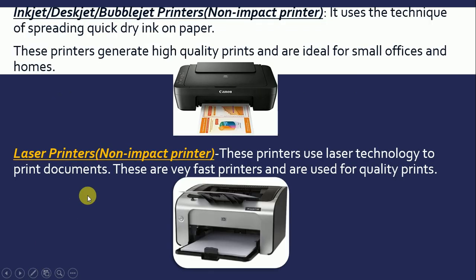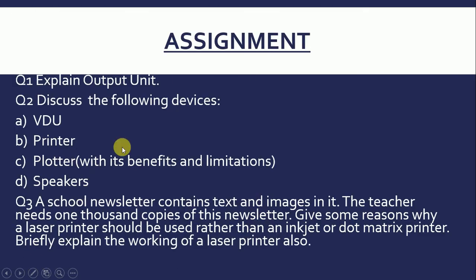Next we have is the assignment part. The output unit is covered in this one. So part 3 of this unit is completed. The first question says explain output unit. This we have already covered. That is, it shows us the result with the help of output devices attached to the computer. You can give the names of any one or two output devices like monitor, speaker, etc.